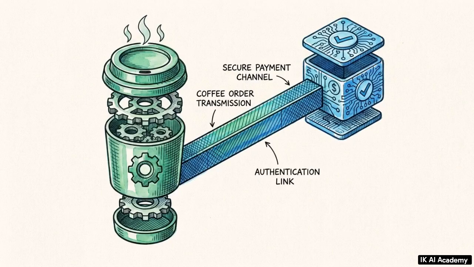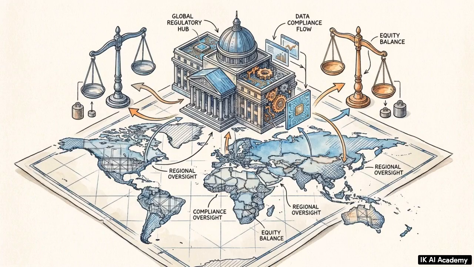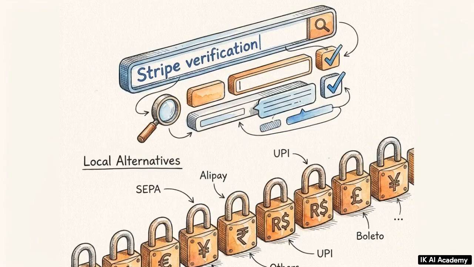To handle the actual transactions, you link a Stripe account. This processor handles the heavy lifting, automatically generating invoices and securely accepting international credit card payments. Keep in mind that payment gateways are subject to specific local regulations. Verify Stripe's availability in your country and use a compliant local alternative if necessary.